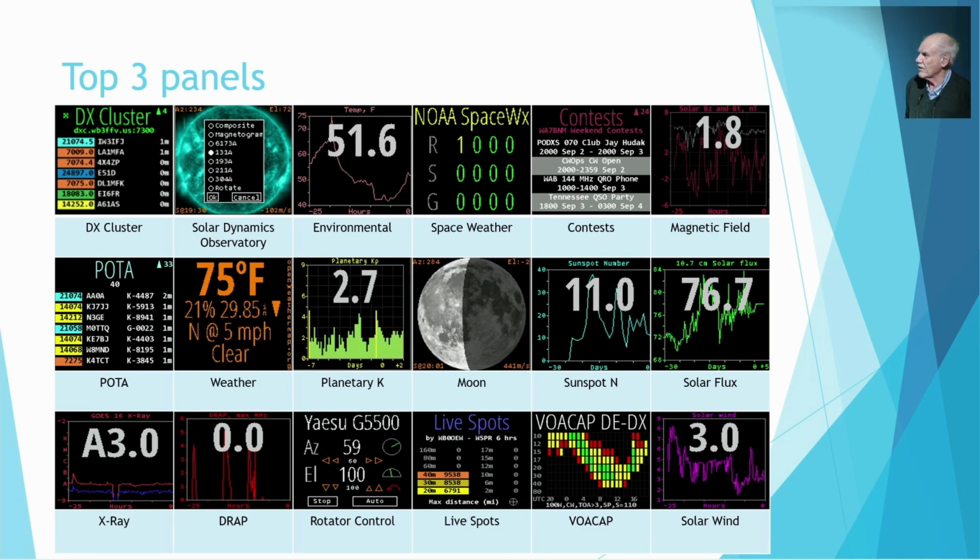There's a whole lot of other things which some people may find useful. Sunspot number, solar flux, what the moon's doing. Planetary K value, I don't even know what that is. A values, the strength of the solar wind. There's everything you could conceivably want to know, and probably more. There's also space weather and contests and the magnetic field.